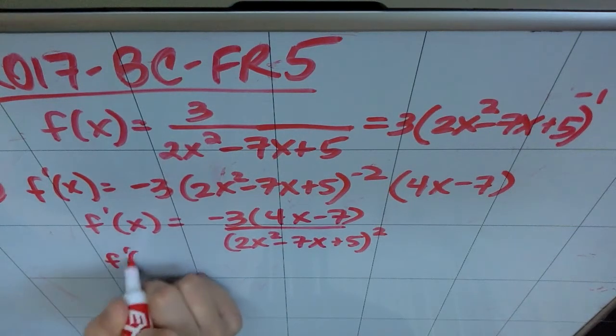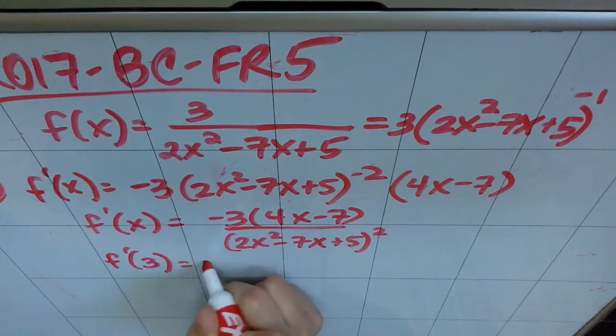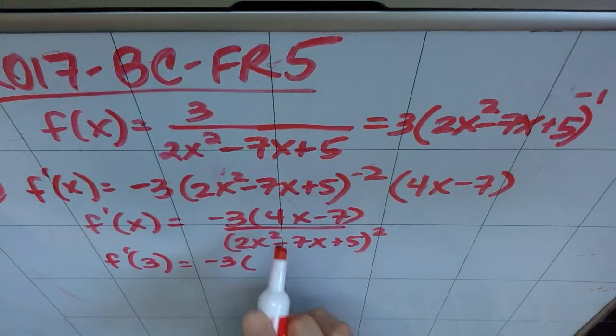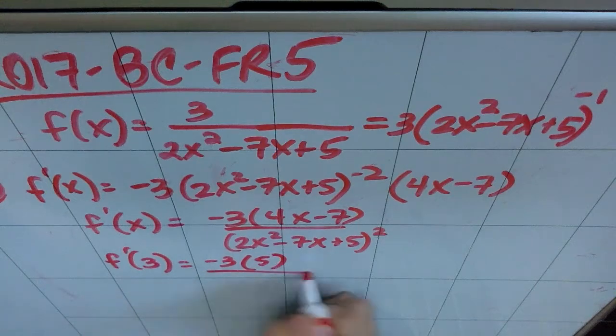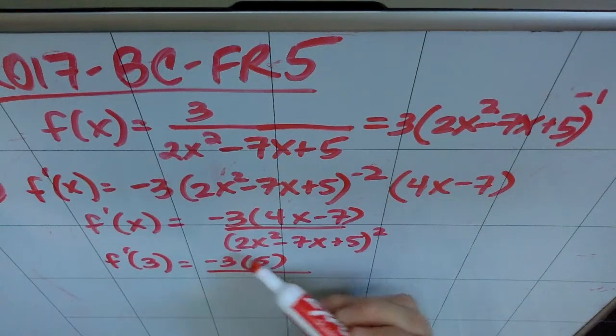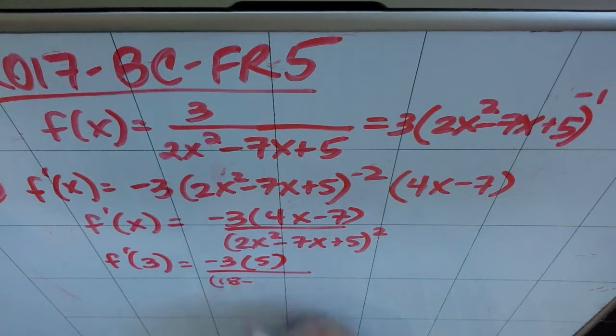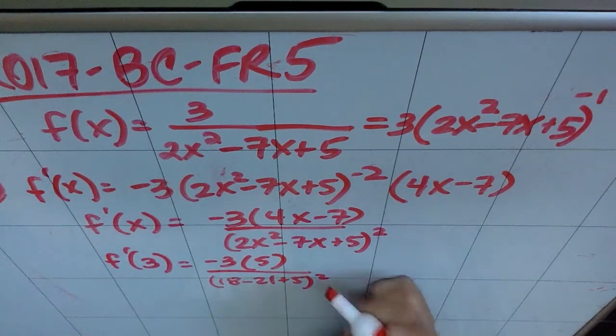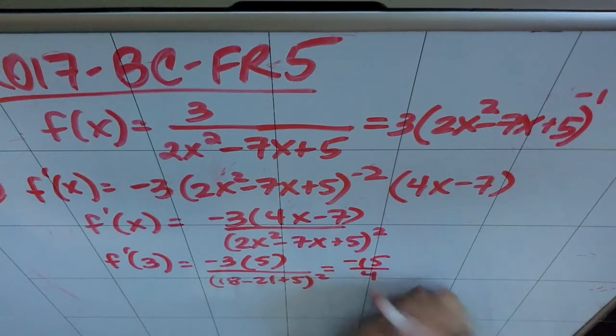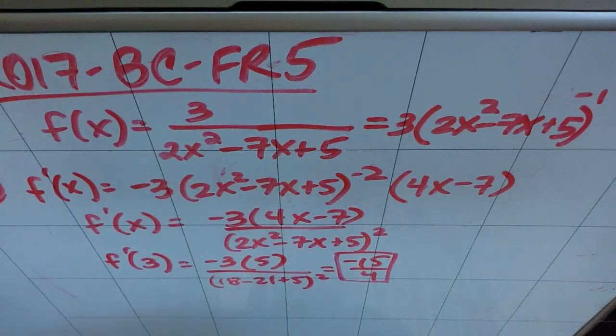So f prime of 3, notice I make sure I'm clear about my notation, is negative 3 times, this will be a 12 minus 7, so that's a 5. On the bottom, I get 2 times 9, so I get 18, minus a 21 plus a 5, whole thing squared. That comes out to be a 2, because I end up with 23 minus 21 essentially, so 2 squared is what I meant to say. So I get negative 15 over 4, and that's the answer they want for my slope. They want the negative 15 over 4.